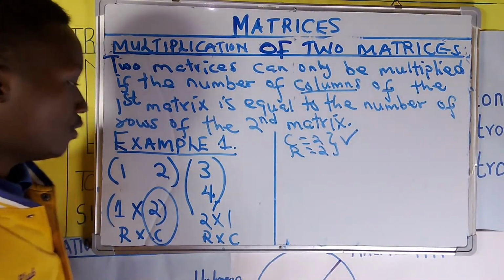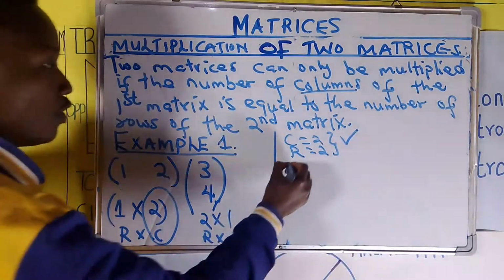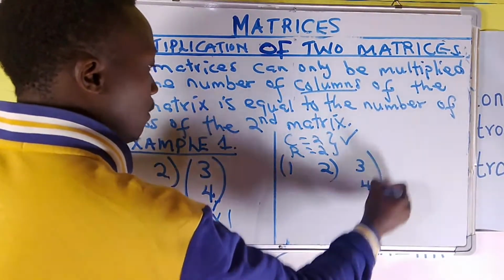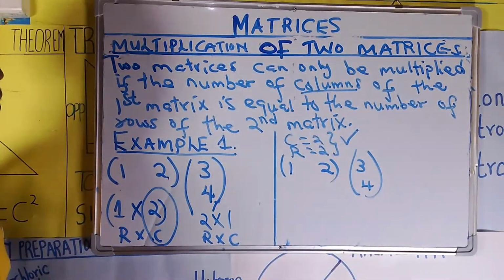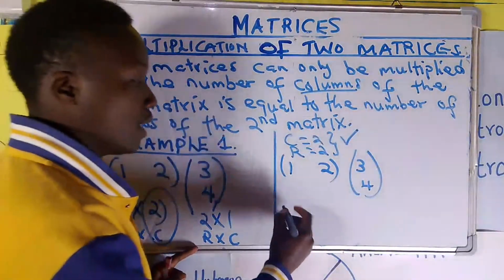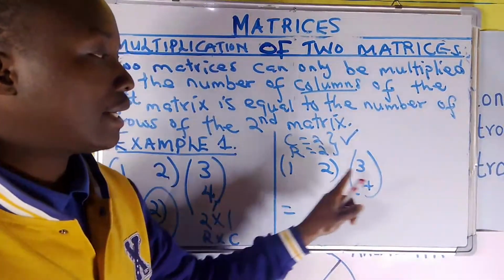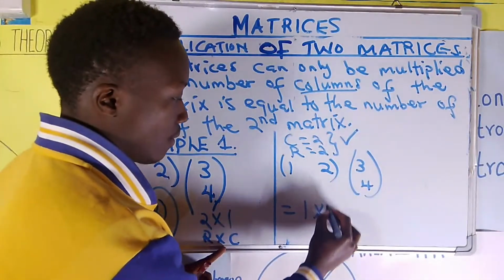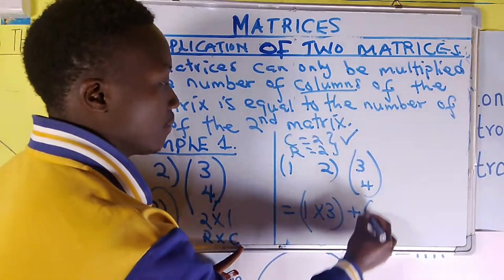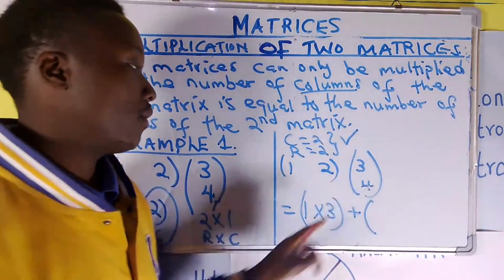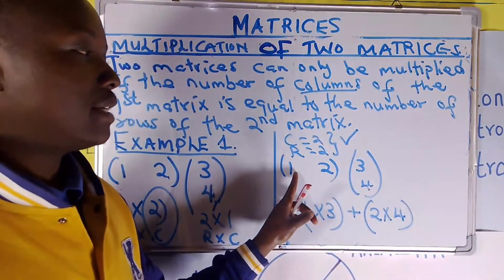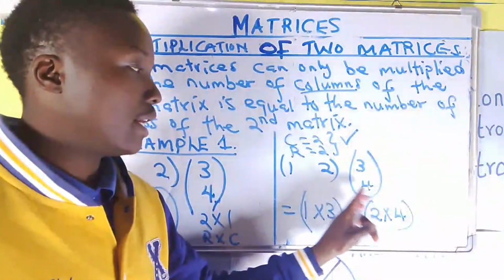So what we are going to do now, we are going to ask ourselves, how do we multiply a 1, 2 matrix by a 3, 4 matrix? So this is a row and this is a column. So how do we multiply it? This is how we are going to multiply it. So it will be 1 times 3 plus 2 times 4. This one element goes with the one on top and this one goes with the one at the bottom.